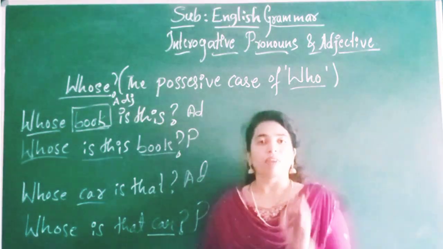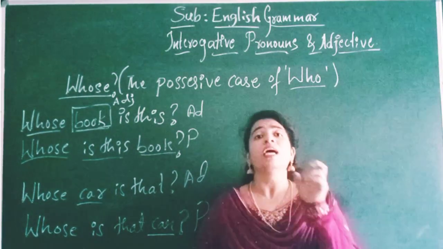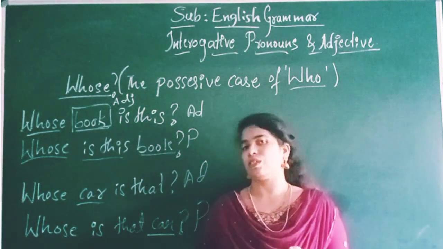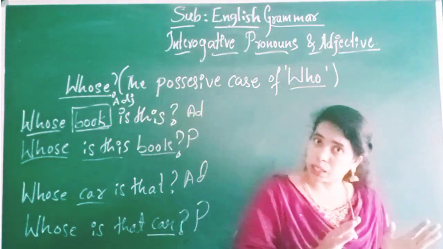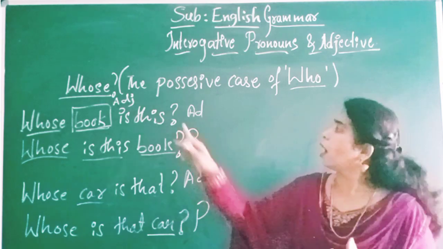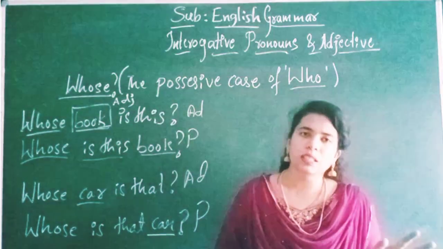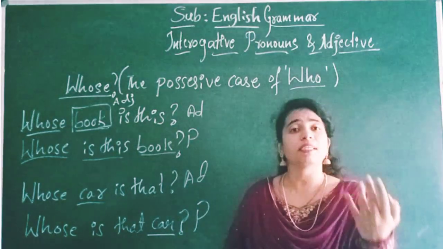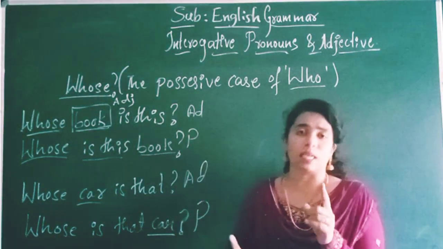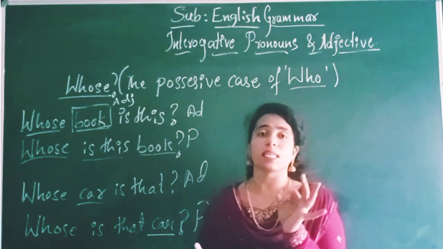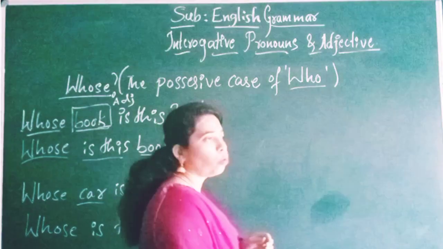Whenever we are using whose, it depends on the personal condition. My dear students, whom is the objective case of who and whose is the possessive case of who. Objective means it can take anybody, everybody. But here only one, only the personal thing. Now, one more rule here.